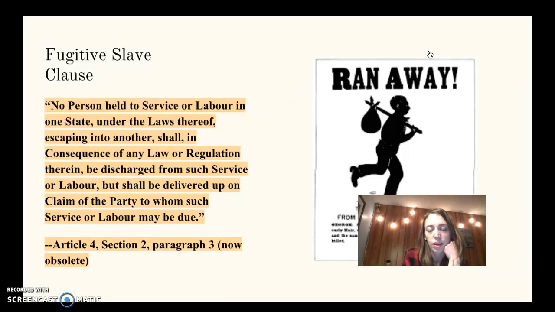Basically saying that a slave is considered property, and he's not dismissed from service just because he runs away to a free state or something like that, or runs away from his master. Nope, he's going to be delivered back to his master. So that's what that was all about. And there were a few fugitive slave laws that were put into effect, each kind of worse than the next, to discourage slaves from running away.